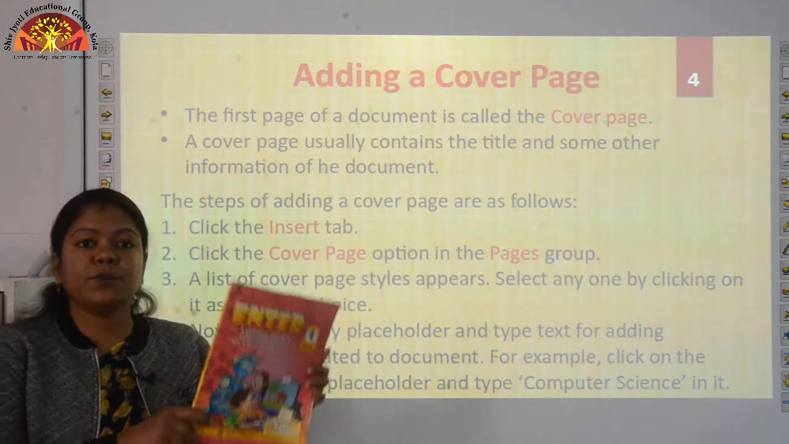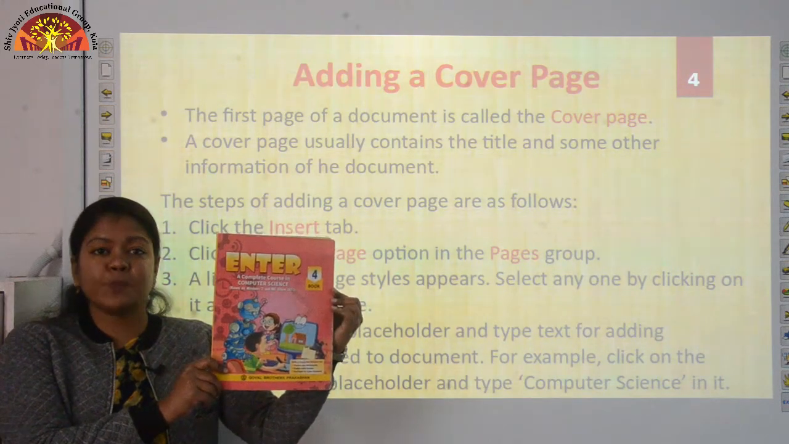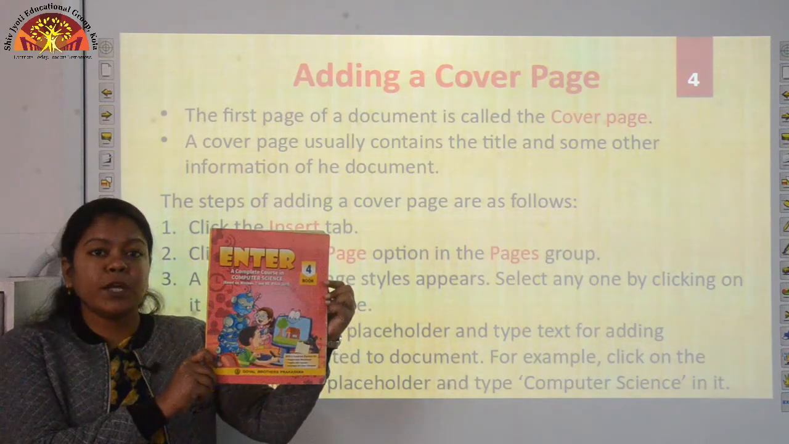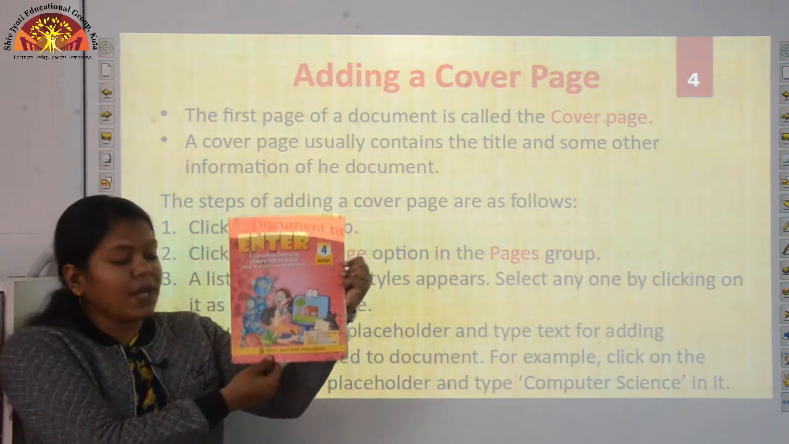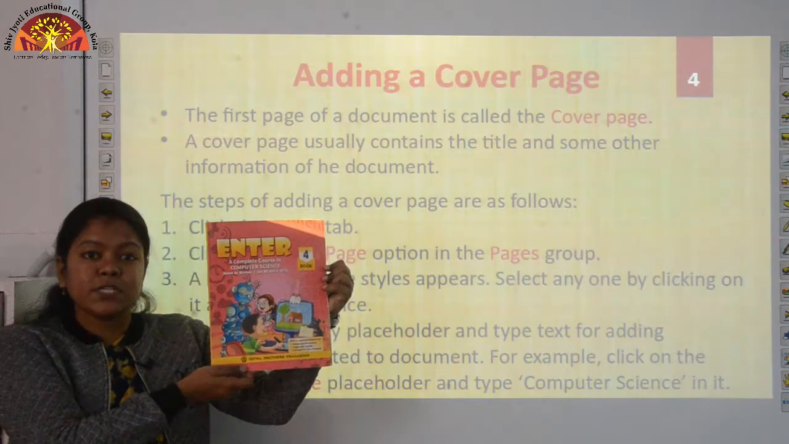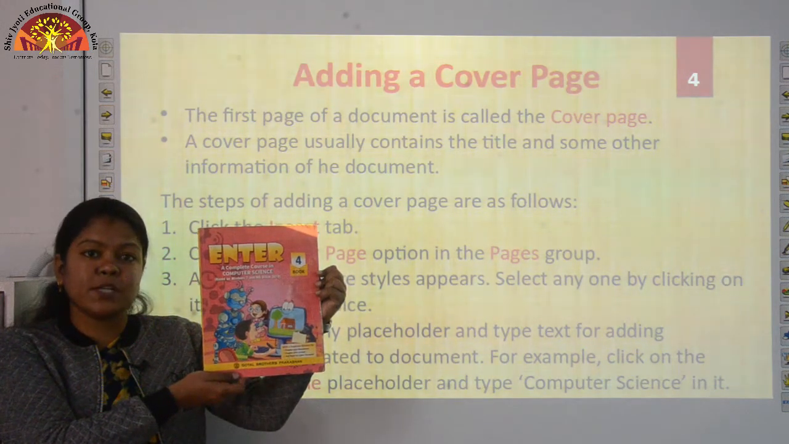Students, for example, you can see this is your computer book, and this is the very first page of your computer book. Here you can see this is your book title, here we have the class and here we have the publisher name. So all this information is available on the first page of your document, which is known as the cover page.